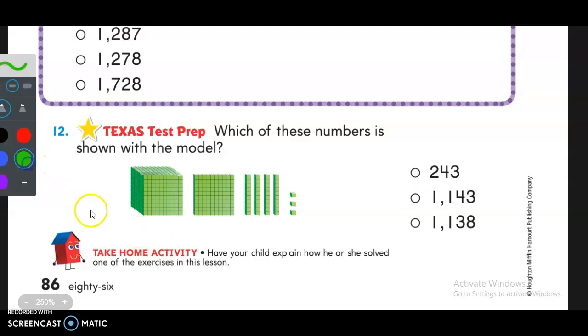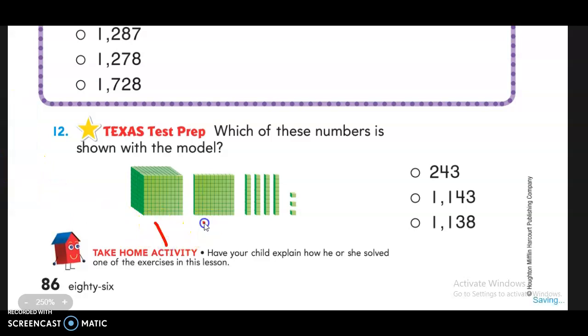Okay. I have 1,100, 4 tens, and 3 ones. Okay, do I see this? 1,143. Is it here? Nope. Here? Nope. My answer is here.